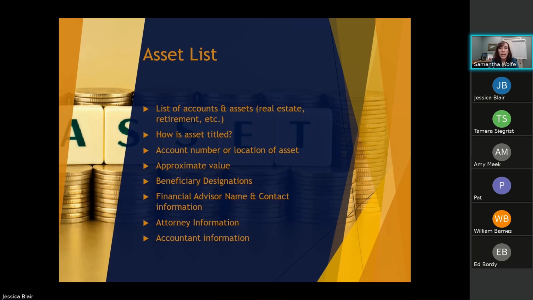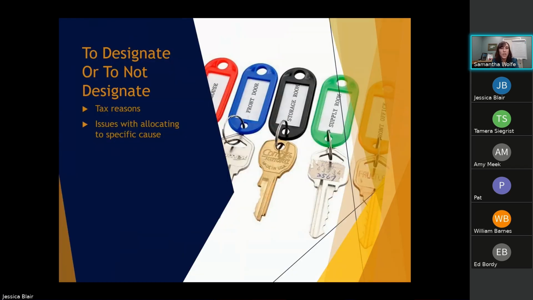So if your attorney asks for the account information and where assets are titled, it's so that we know, when we're talking about charitable planning, where we should take the assets from. So let's start with to designate or not designate. When we're talking about this, we're talking about, do we put a charitable bequest in the will, or do we designate a charity on a beneficiary designation through assets?